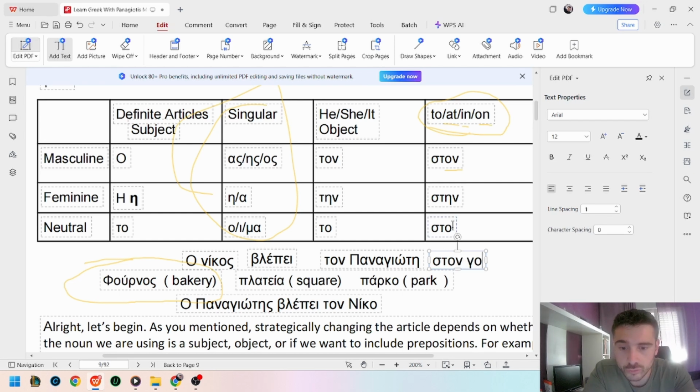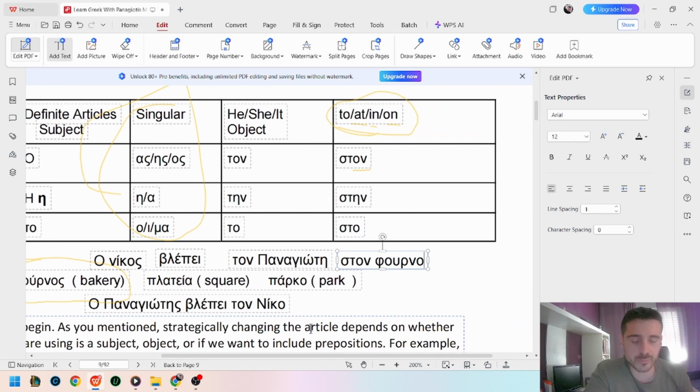Στον φούρνο. Actually we say στον φούρνο. Okay. But again I told you it's too early for this. We'll see the changes we make on the nouns, if they are objects, later. So, ο Νίκος βλέπει τον Παναγιώτη στον φούρνο.